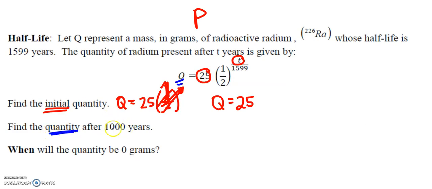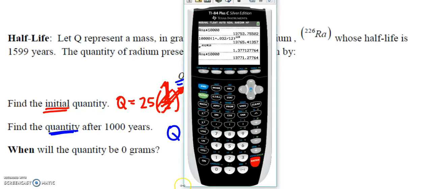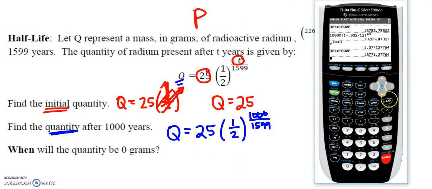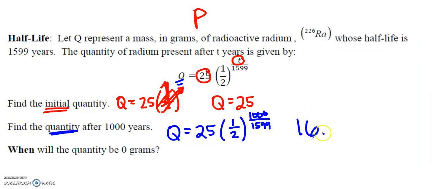Find the quantity after 1,000 years. So I'm going to go ahead and put that into my calculator. Again, very carefully, I'm going to use 0.5, my 1/2, raised to the 1,000 divided by 1599, times 25. And I get 16.206. And that's going to be grams.